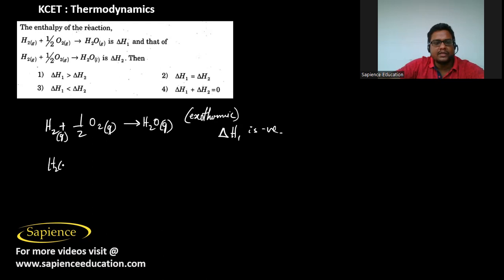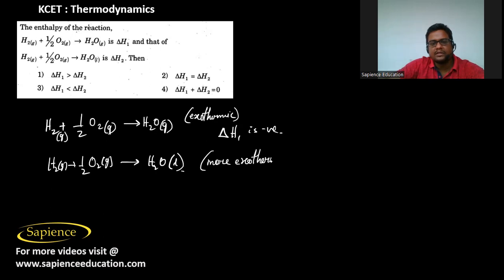And here also, H2 gas plus half mole of O2 gas reacts to form H2O in the liquid state. So here this gaseous H2O is converting into the liquid state, so it will be more exothermic. This reaction is more exothermic. It means that it will release more heat than in the first case. In the first reaction, it will give out less heat, and in the second reaction, it will release more heat. So here delta H2 is more negative.